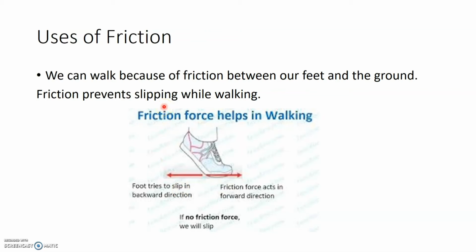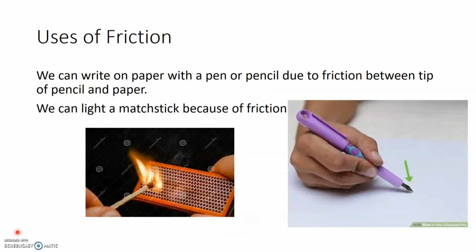Same like that, when you try to write with a pen or a pencil on a piece of paper, will you be able to do that? Yes, we can easily write anything on paper with a pen or a pencil. Now, how does this happen? This is because there is a force of friction that exists between the tip of a pen or pencil and the paper. That is why we are able to write on paper with a pen or a pencil.